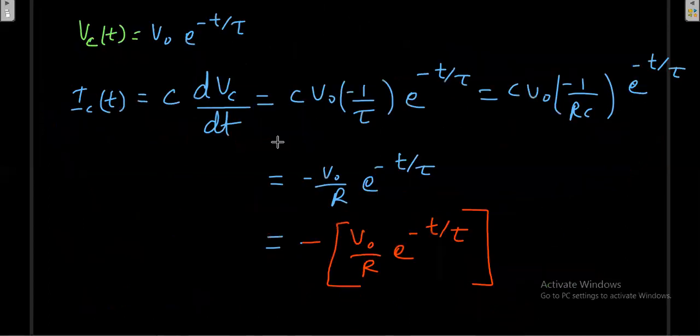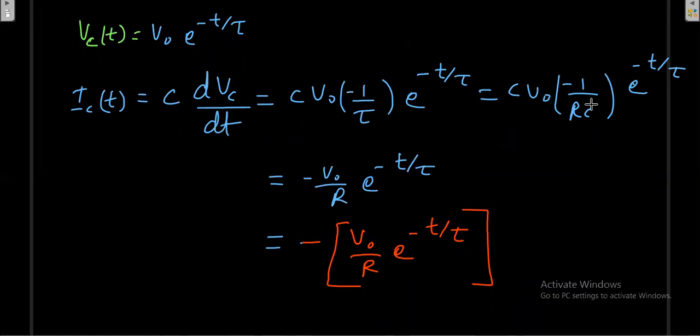Next, what is the voltage across the capacitor? Just now we have calculated, Vc of t is equal to V naught e power minus t by tau. Once you know the voltage across the capacitor, you can easily find out the current. The formula is Ic equals C dVc by dt, but this Vc is not constant. It is a function of time. Once you differentiate this with respect to t, you will get minus 1 by tau, times C V naught, and then you can replace this tau with RC.